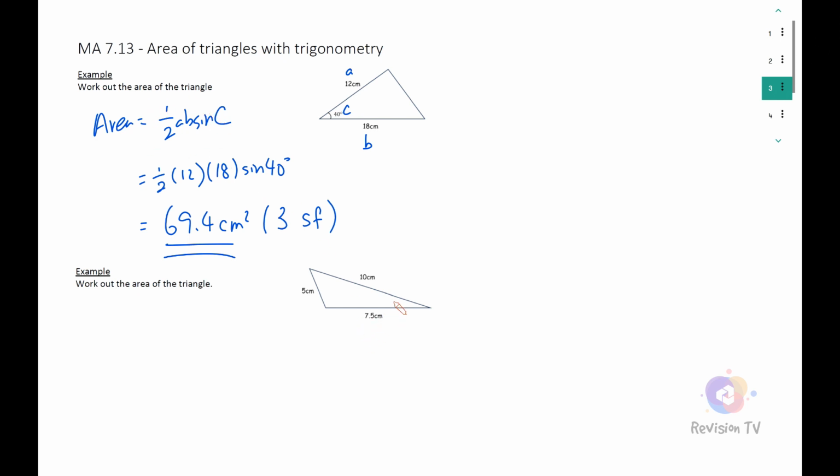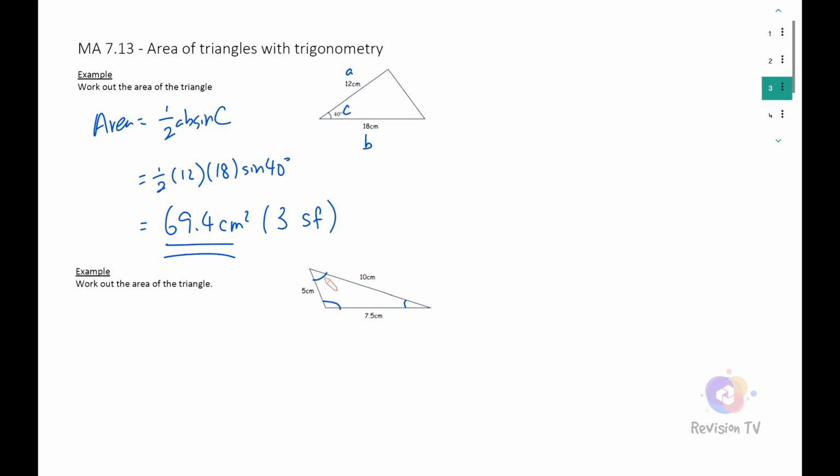Right, but to use this formula, we need an angle. We don't have an angle. So which angle should we find? We've got 1, 2, 3. Which one should we find? The answer is it doesn't matter as long as you can find one.